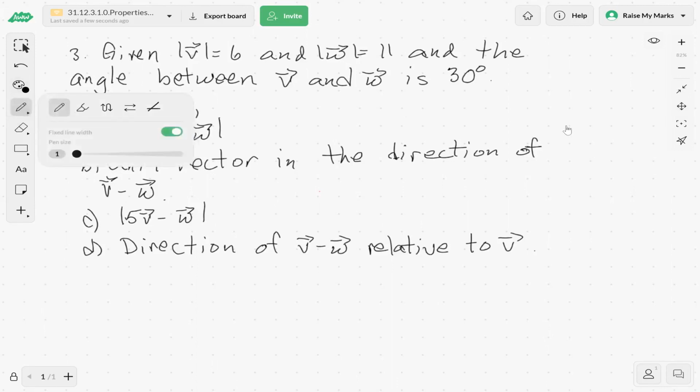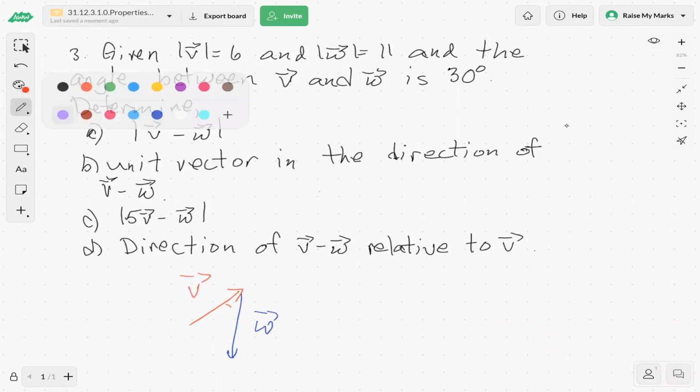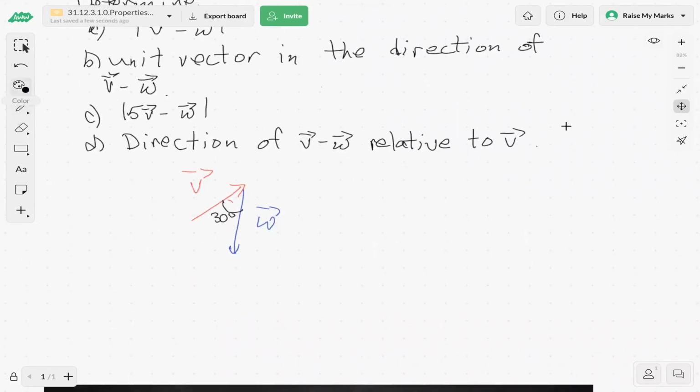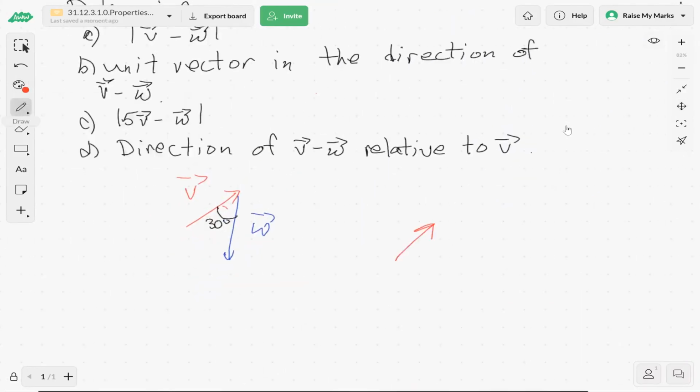All right, so let's draw out some vectors v and w. Let's say this is v, and let's say this is w. The angle between the two is 30 degrees. Our first task is to figure out what v minus w is, and then to find the magnitude of that vector. All right, so we're going to draw our vector v again. Vector v. Vector w, or negative w rather, is going to go in the opposite direction. Make it a little nicer.